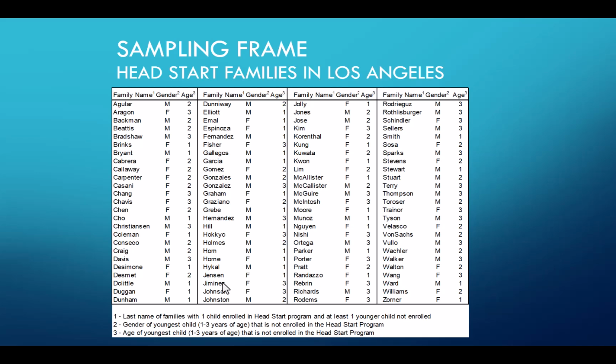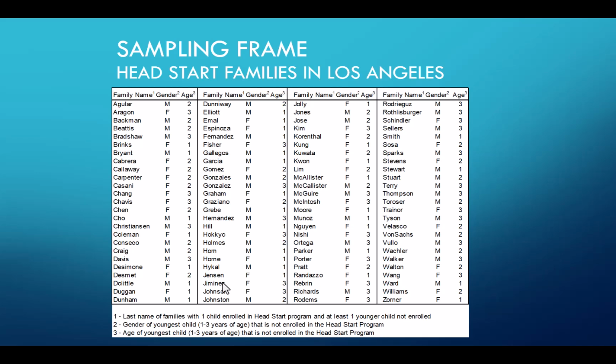So here is our list of Head Start families in Los Angeles, and this is a fictitious list. Typically your sampling frame wouldn't have gender and age listed, but I have it here for demonstration purposes. Typically your population will be much larger than this. Think of it being 10 times the size of this. But again, for demonstration purposes, I've had to limit it so we can see everything on the screen.